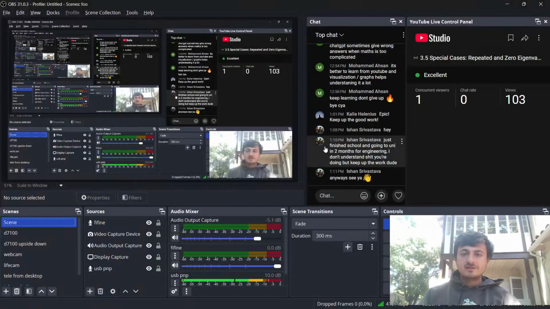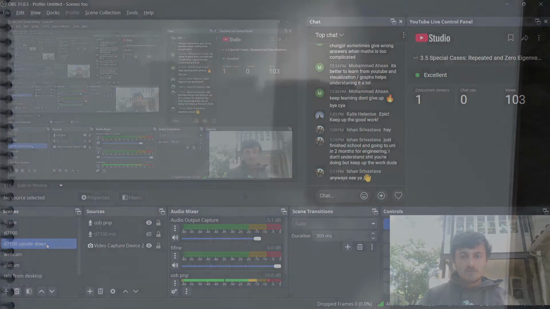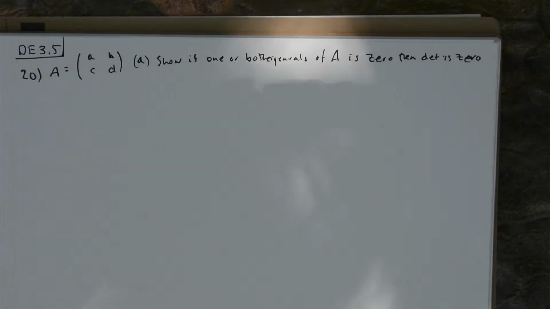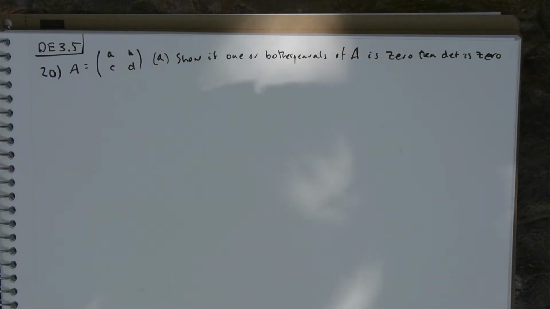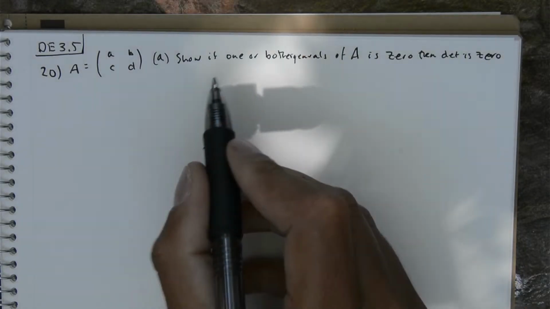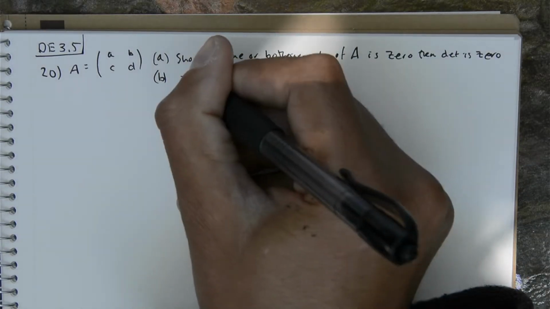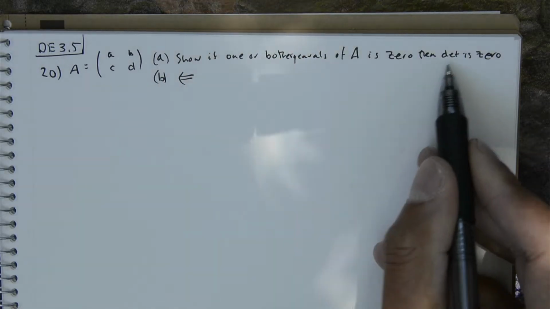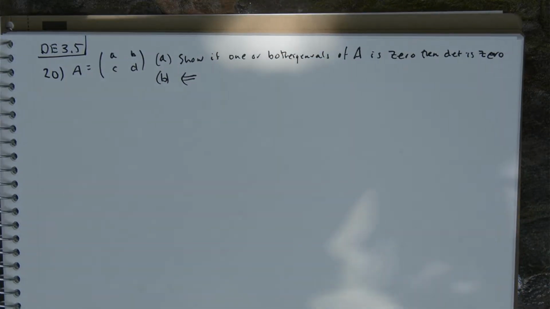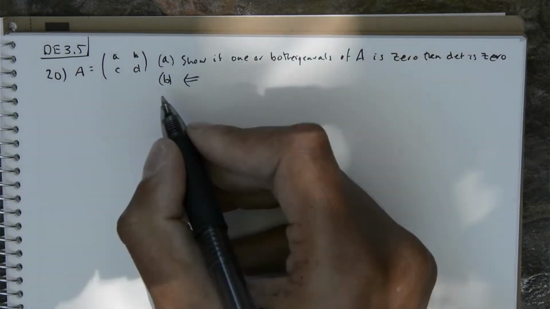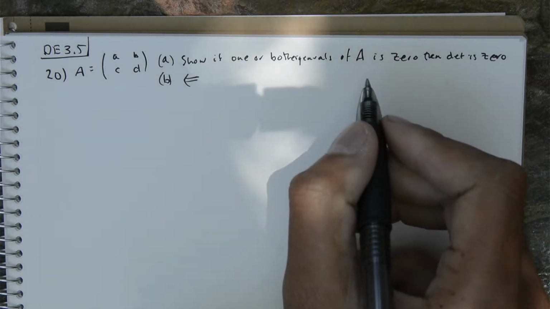Okay, so we're basically proving a basic theorem about determinants and eigenvalues. We're going to do an if and only if. So this is going to be the reverse implication: if the determinant is 0, then there's an eigenvalue that's 0. Part B is actually easier, but let's show that.